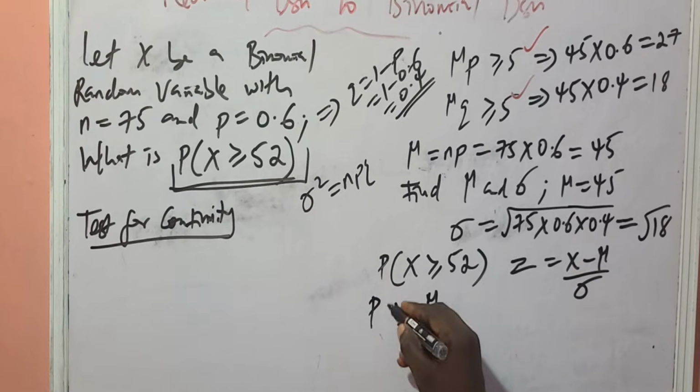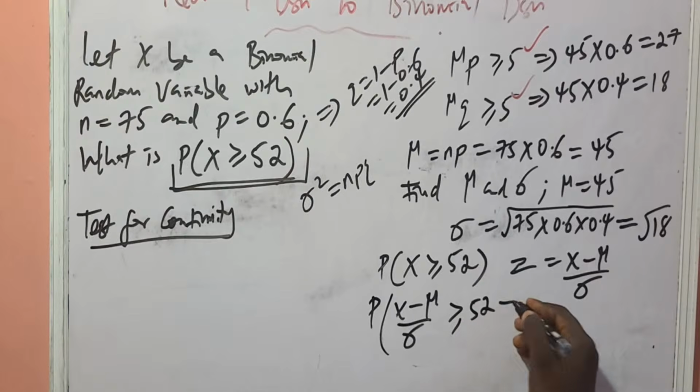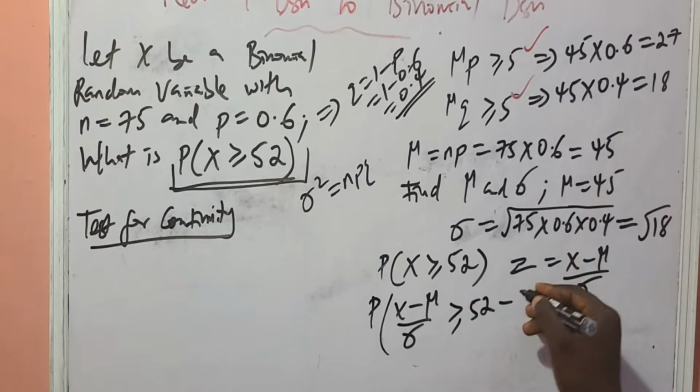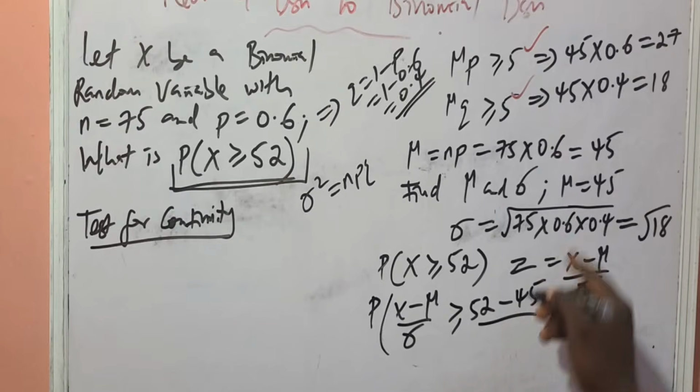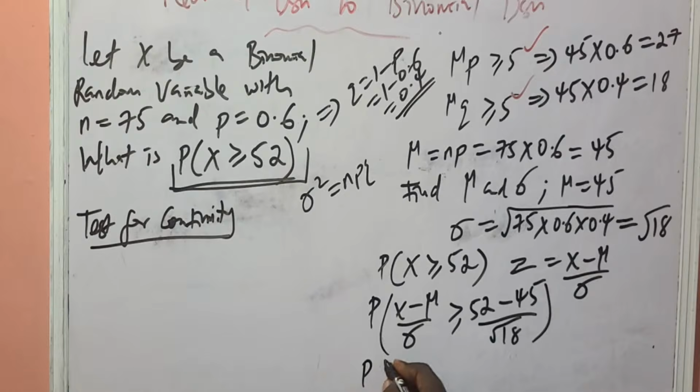Let me make this bracket a bit bigger. Greater than or equal to 52 minus our mean, which was 45, and our sigma was square root of 18. All right. And if you go on to solve this, the probability of this will turn to z, obviously, greater than or equal to 1.645.